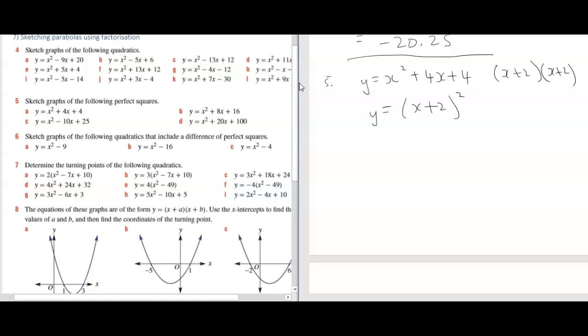And because we're multiplying the same thing, we can just write it like this. So that means you only have one x-intercept. So we've got x plus 2 equals 0. So that x-intercept is at negative 2.